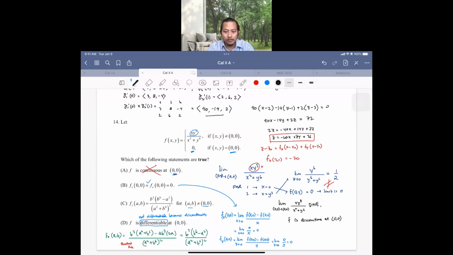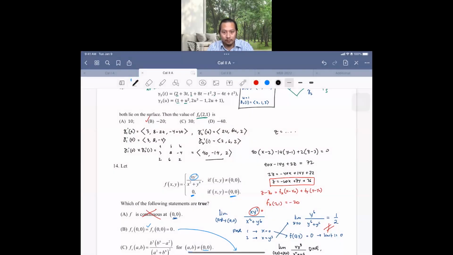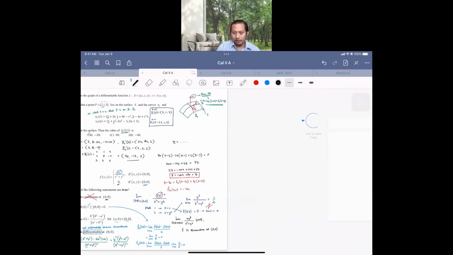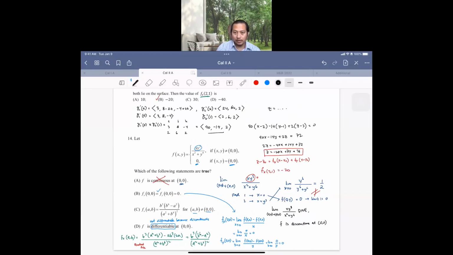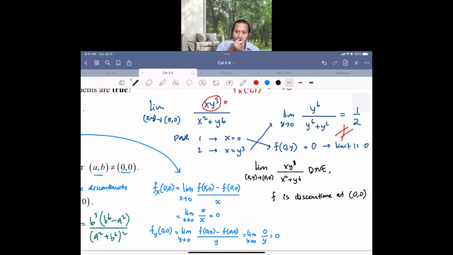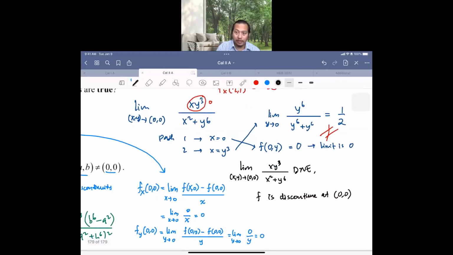Okay, wait for a minute. Let me continue. Any questions from number 14? Please do remember you have partial x, partial y, and also the limit. For the limit you need to construct a path. For the partial derivative you have limit definitions, and for the directional derivative you also have limit definitions.